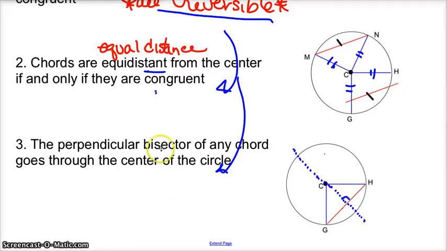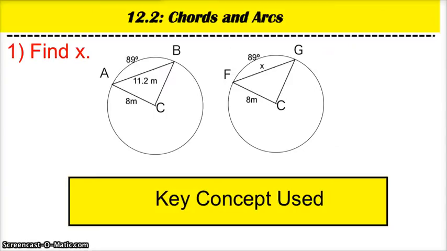If they give you the perpendicular bisector, it has to go through the center. If you realize, hey, wait a second, this thing goes through the center, or you draw it yourself through the center, then you've created the perpendicular bisector, meaning that it's 90 degrees and it cuts the chord in half. Let's go ahead and look at some examples. All right, so this is within the table on your notes.